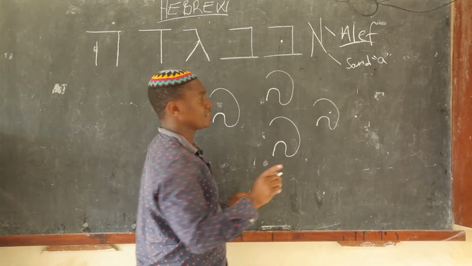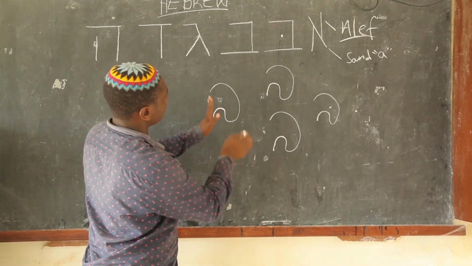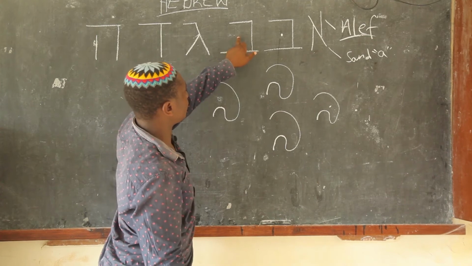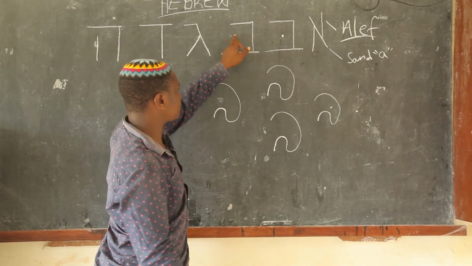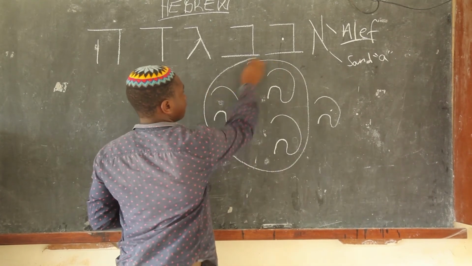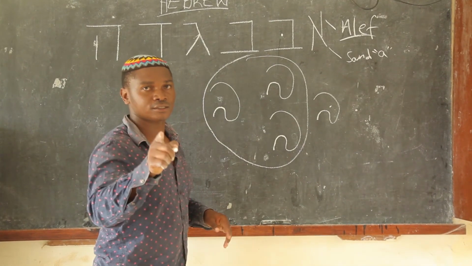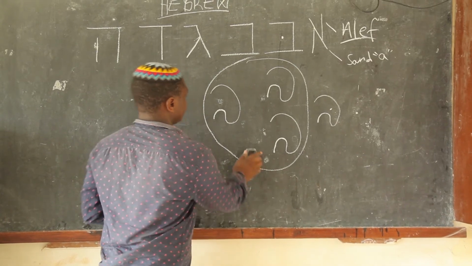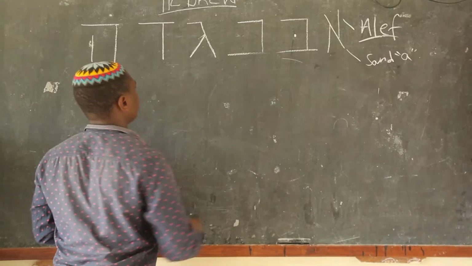So the difference between the bet and vet is that we don't have a dot here and we have a dot in the bet. In the vet, there's no dot. So all these are vet, but if we put a dot, that becomes bet. So we shall go to another Hebrew letter.